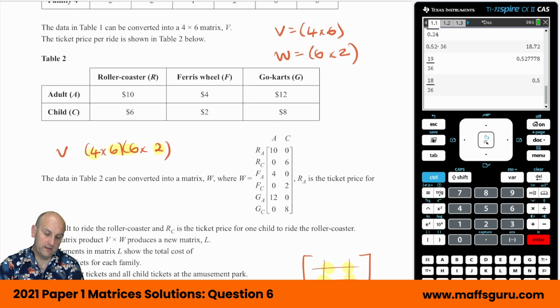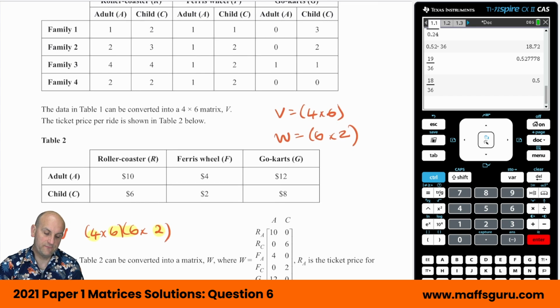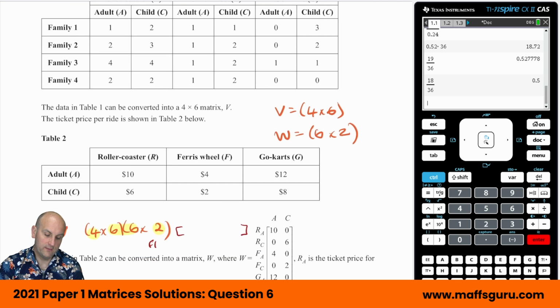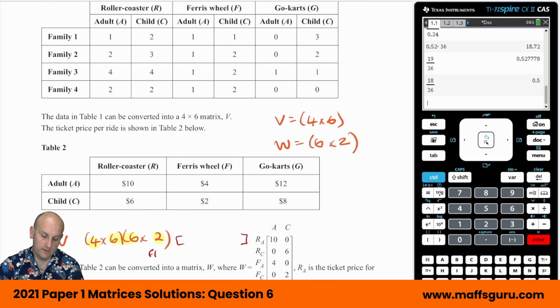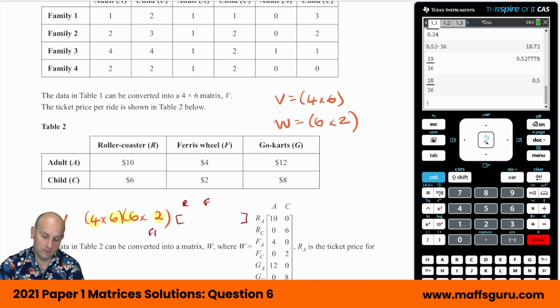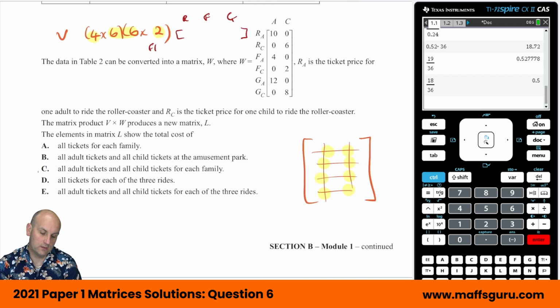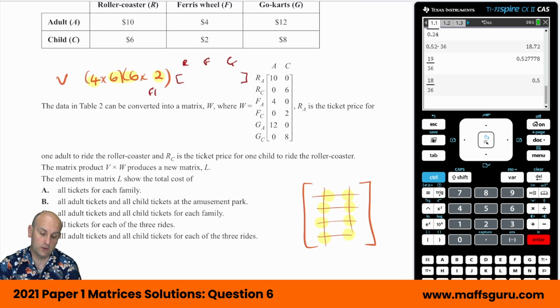And again, when we look at matrix V, it's going to be the family. So when we look at multiplying this, just looking at that first row, for example, it's for family 1, and then it's roller coaster, Ferris wheel, and go-karts. So the elements in matrix L show the total cost of.